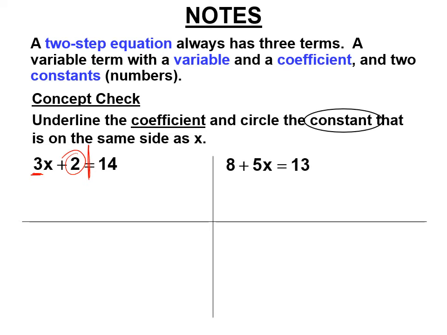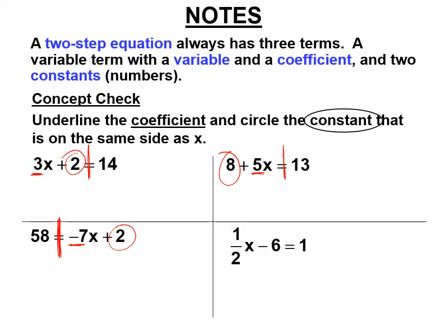All right, so what's the coefficient this time? Coefficient is 5. It's the number multiplying our variable. What's the constant on the same side? It's 8. What's the coefficient this time? This time it's -7, right? That's -7 times X. What's the constant on the same side? 2. We're adding 2. So if X goes to the right side, so does the coefficient, and so does the constant with us. The 58 there is a constant. It's just not on the same side as X.